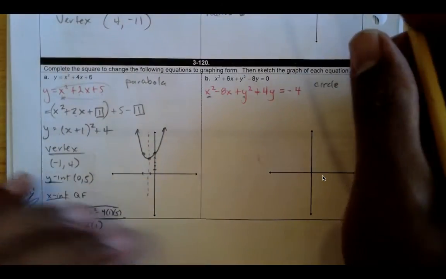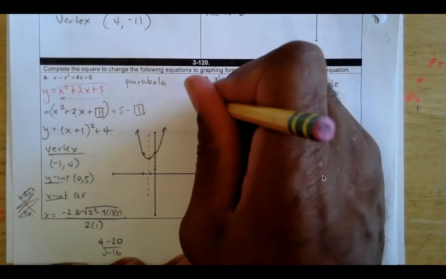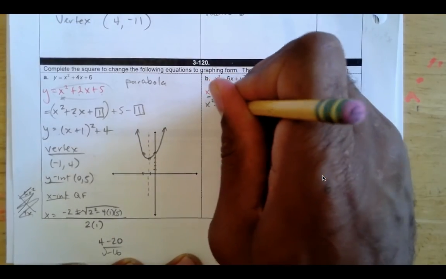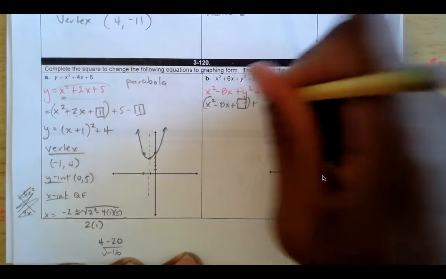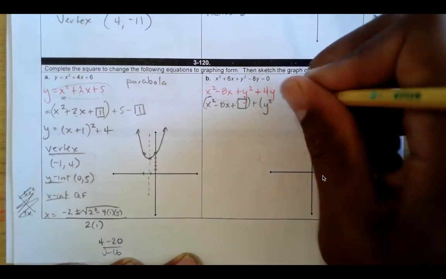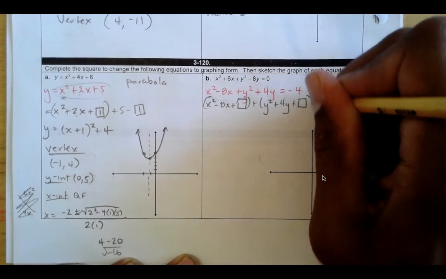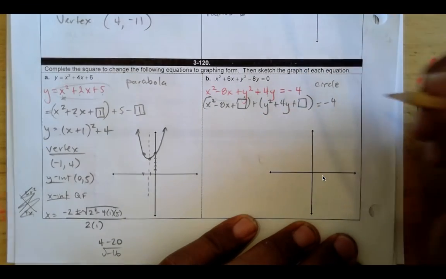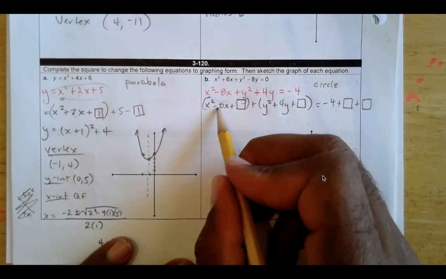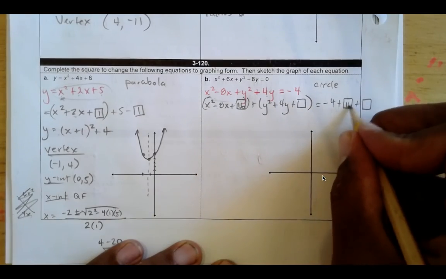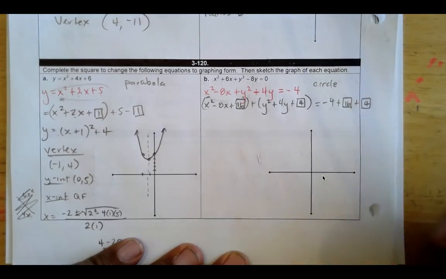Okay, so now the next one. Make sure it's arranged, x terms, y terms, they are. So now let's just expand it out. Plus the square, put that in parentheses, and then the y terms plus the square, and on the right side, -4 plus both of those squares. Okay, if I complete the square for -8, I get 16, add 16, complete the square for 4, I get 4, so I got 4.